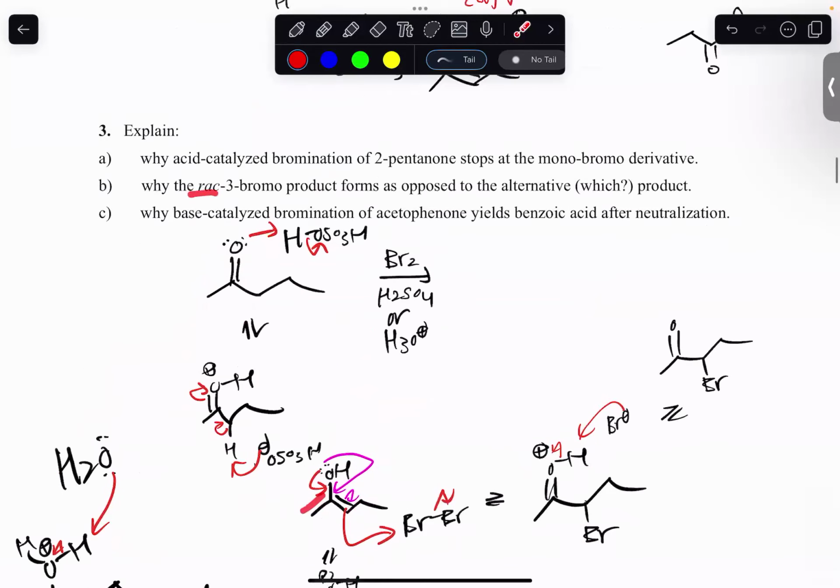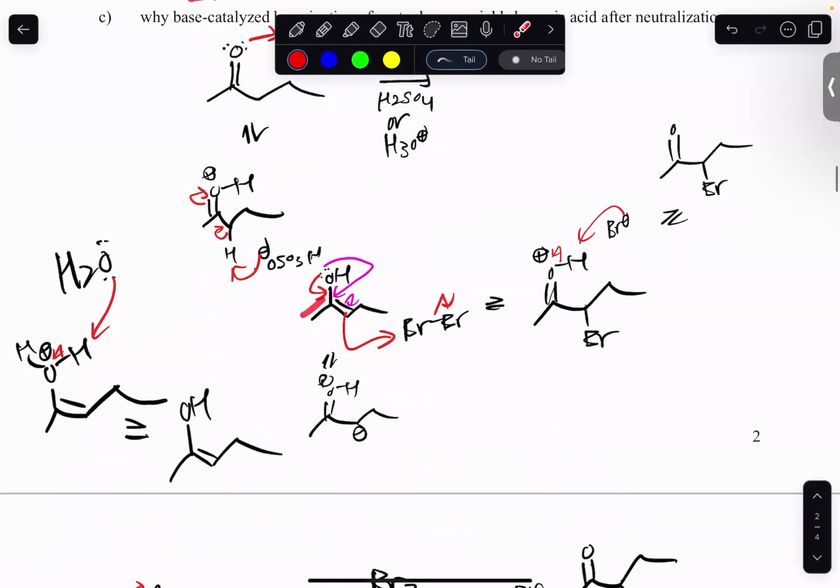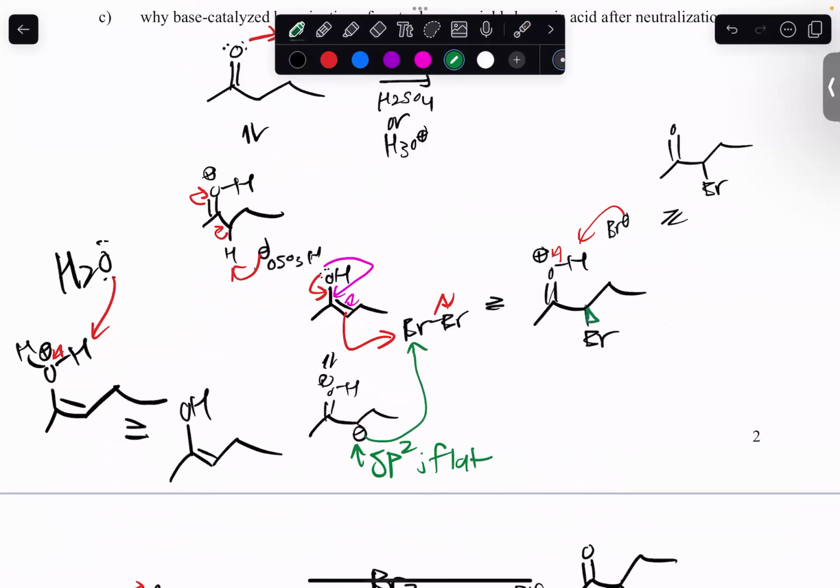Why is it called racemic? You know how there's a negative charge here, on that carbon that's attacking? This negative charge is sp2 hybridized, and if it's sp2 hybridized, it's flat. So when it attacks a bromine, it could attack on the top side or the bottom side, giving us a wedge product or a dash product.